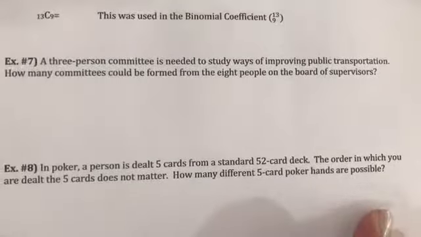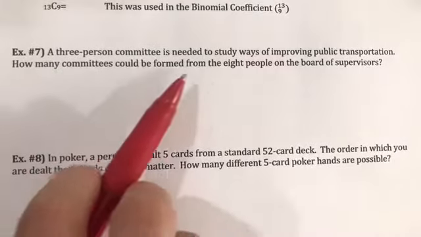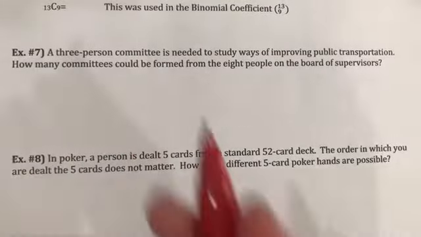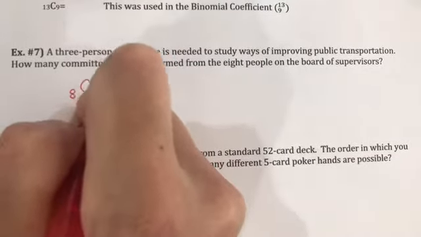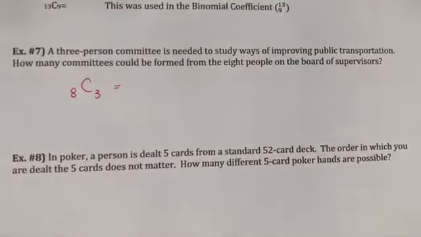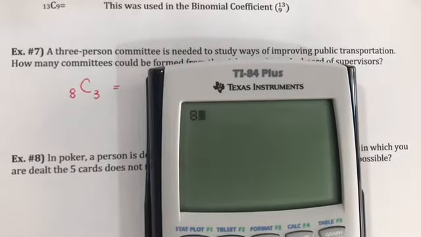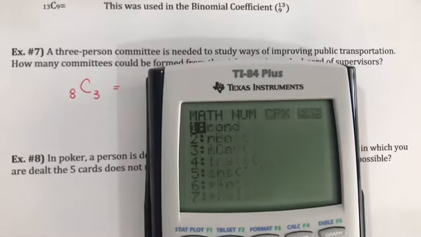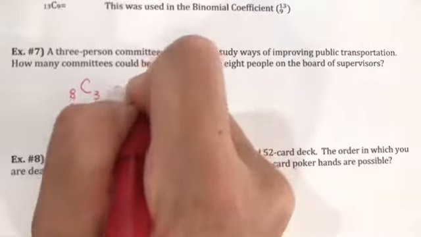So our last couple problems. A 3-person committee is needed to study ways of improving public transportation. How many committees could be formed from the 8 people on the board of supervisors? So we have 8 people, and we're making a combination of 3 people on the committee. So typing this in, we do it the same way. Type 8 first, math, probability, this time nCr. We're choosing 3. So 56 committees.